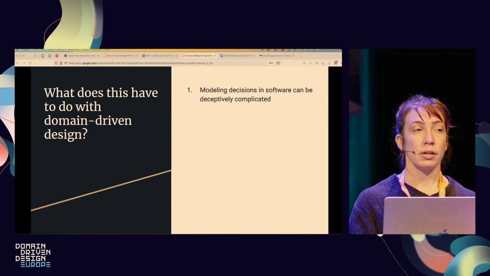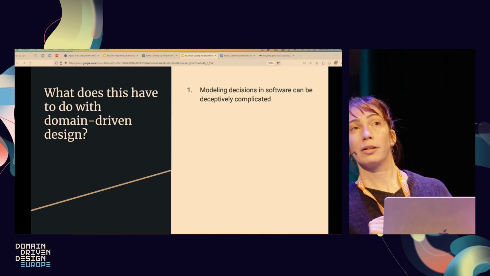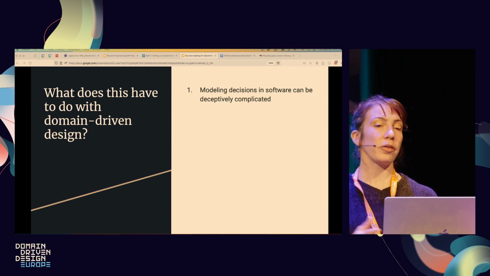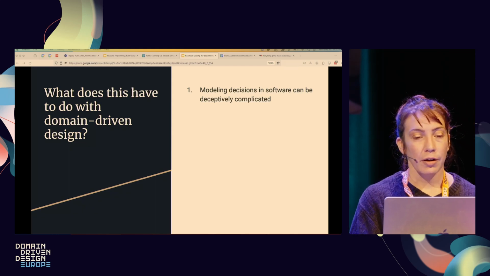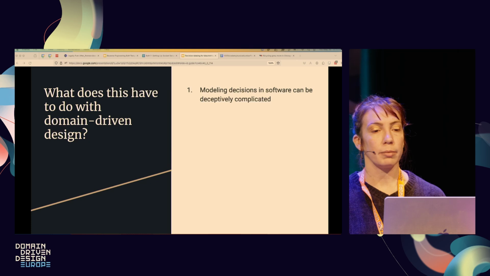Now, I think I see at least a few of you squinting in the audience back there. Do I have Eric Evans? Maybe not. But I figure people might be thinking, Chelsea, what the heck does any of this have to do with domain-driven design? So, first of all, modeling decisions in software can be deceptively complicated.